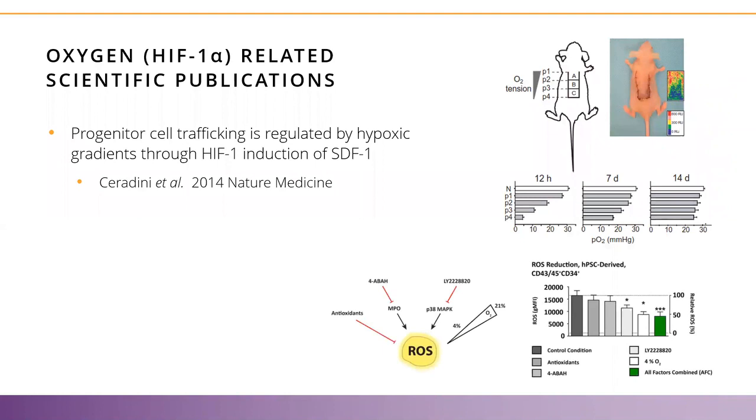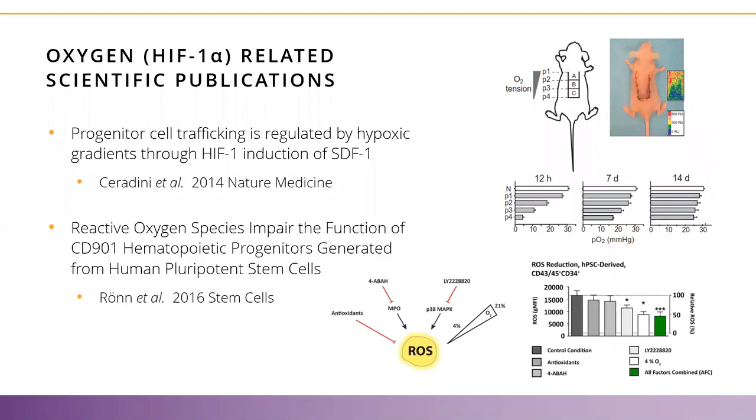Another publication by Rohn et al. from 2016 showed that reactive oxygen species impair the function of hemopoietic progenitor cells generated from pluripotent cells. They used both chemical and physiological means to taper off ROS. And as you can see on the right side of the graph, the green bar and the bar just beside that show a comparable reduction in ROS in these cells.